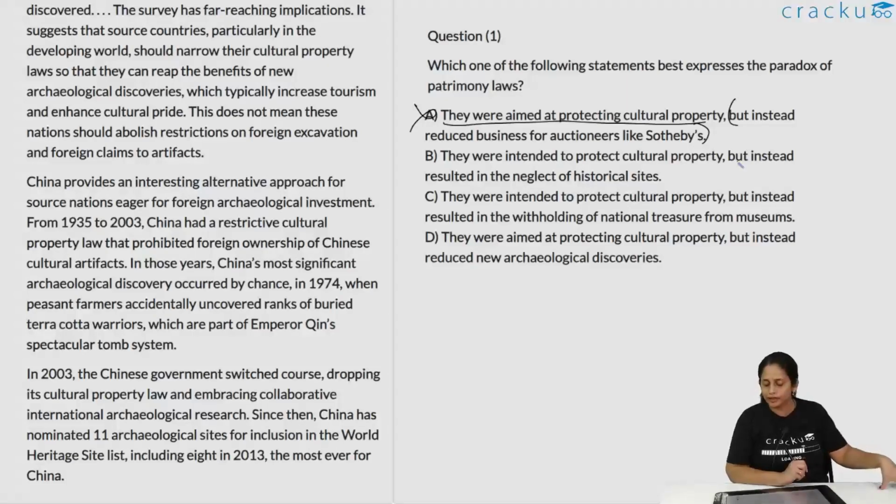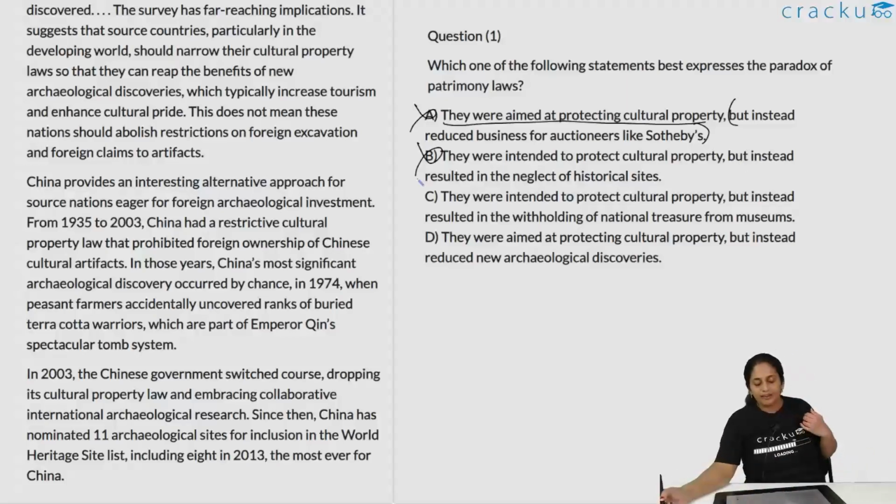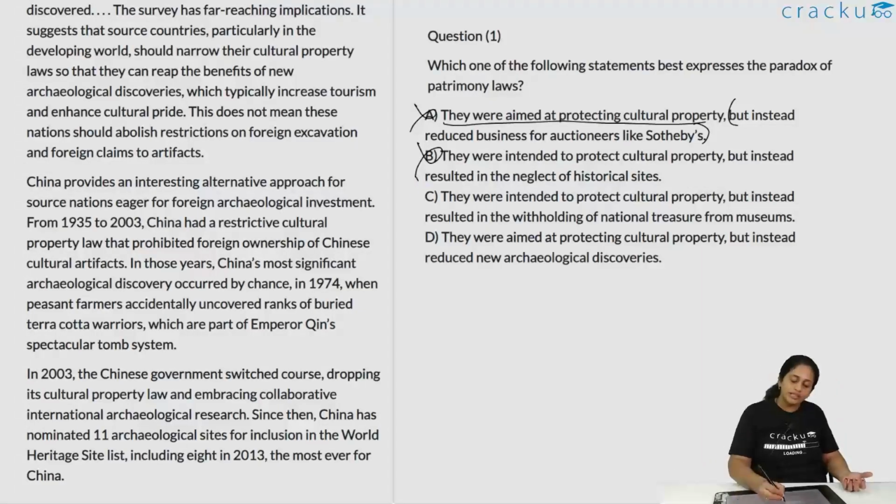B: They were intended to protect cultural property, correct, but instead resulted in the neglect of historical sites. It's not neglect, it's just that the sites are not being discovered anymore. It's not that the sites that were already discovered have now been neglected. It is that discovery of sites, digging of sites has gone down dramatically, which is why there are very few discoveries now. So B is also incorrect. C: They were intended to protect cultural property, correct, but instead resulted in the withholding of national treasures from museums. The issue is not whether these national treasures were shown in museums or not. These national treasures were no longer found because nobody was digging anymore. So C is also missing the point.